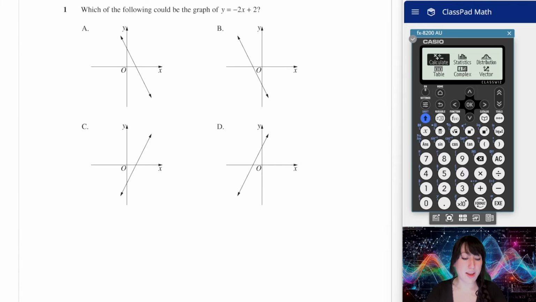Okay, question 1. Which of the following could be the graph of y equals minus 2x plus 2? So we have the equation of a line. We'll identify the gradient, which is the coefficient of x. In this case, the gradient is negative 2. And the y-intercept, which is the constant term, of positive 2. Now, the only one of these graphs that has a negative gradient and a positive y-intercept is A.